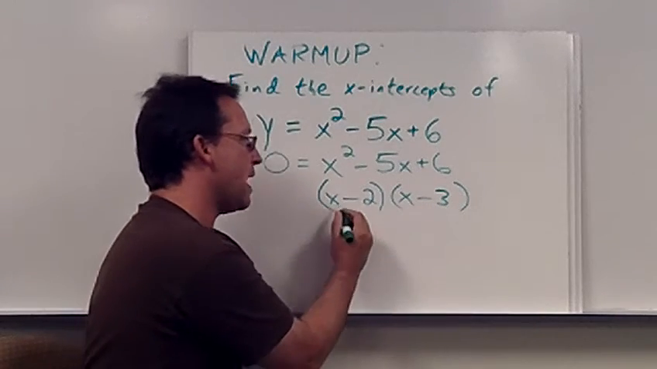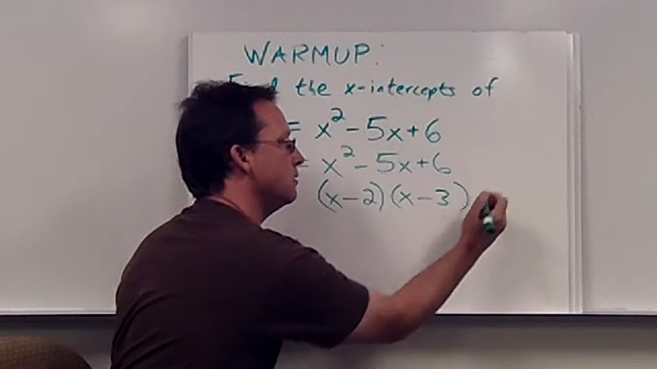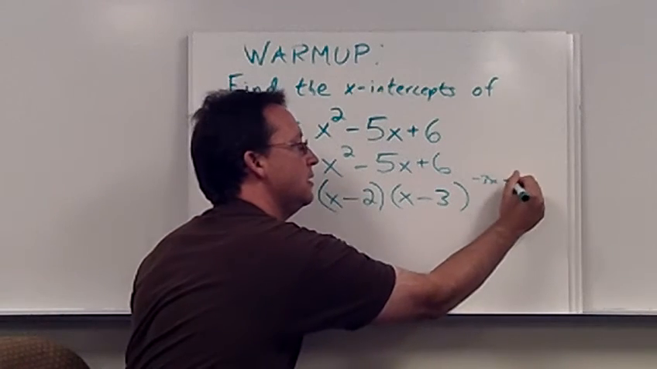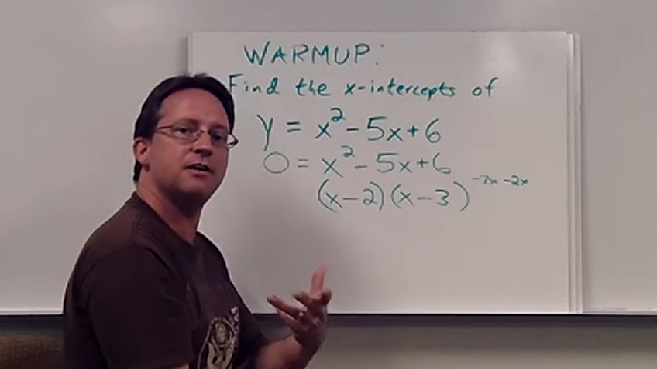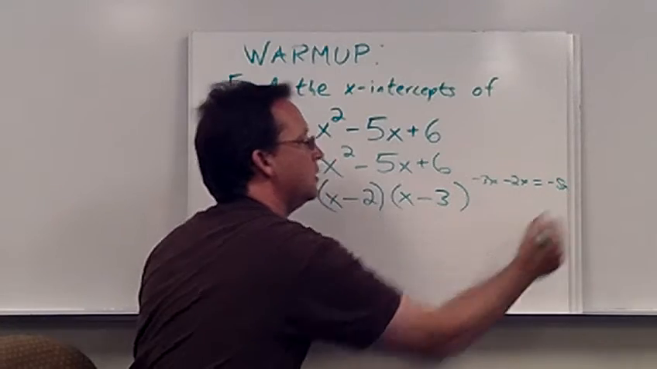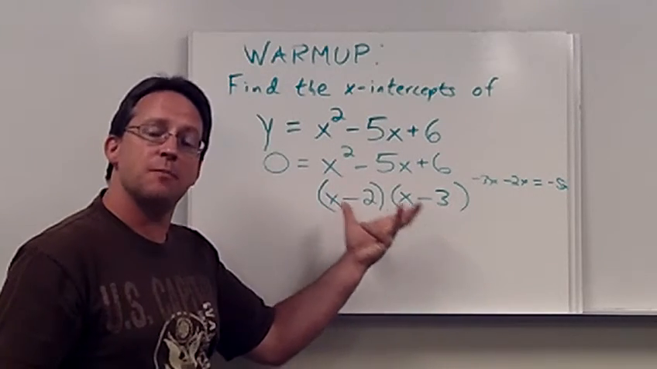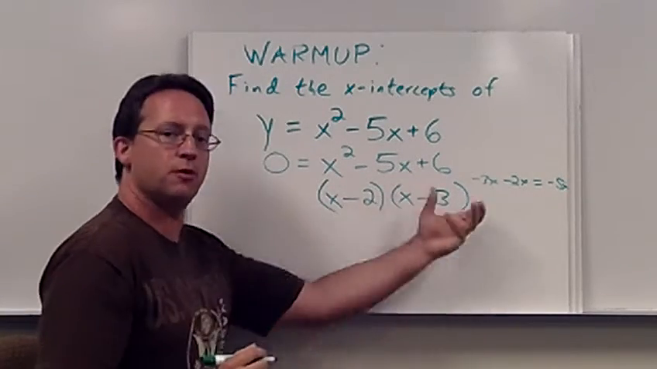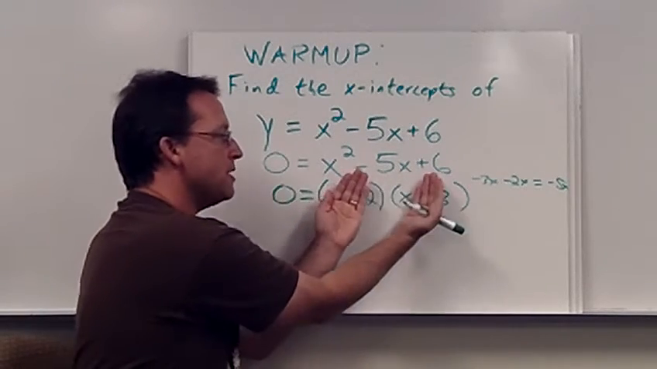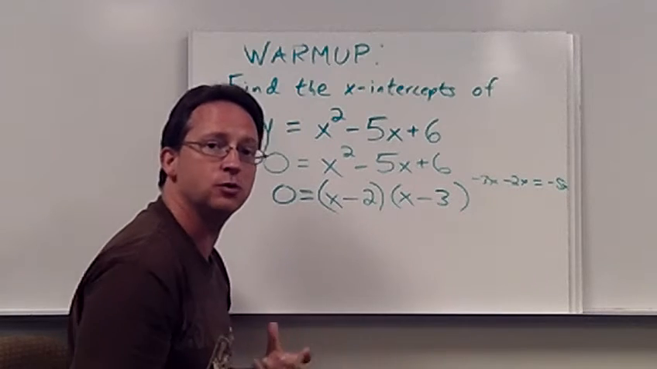Because if I FOIL this back, I get x times a negative 3, negative 3x, negative 2 times x, negative 2x, and I get that negative 5x in the middle that I'm looking for. So I haven't found the x-intercepts yet, but I've found factors. Remember that the product of these two factors has to equal 0.